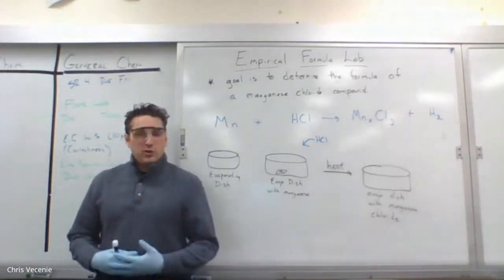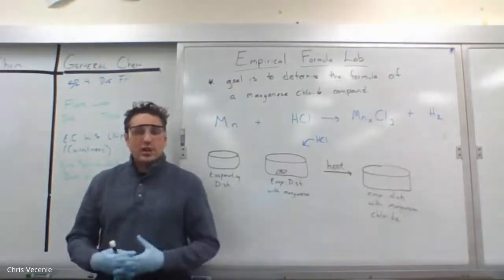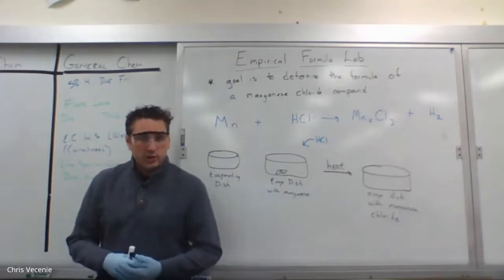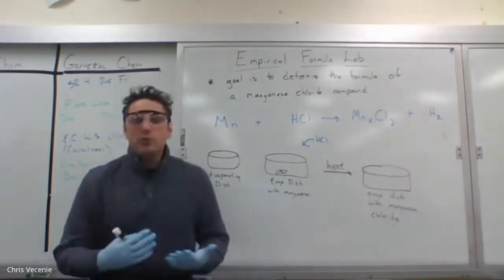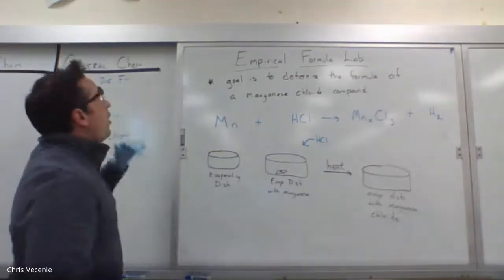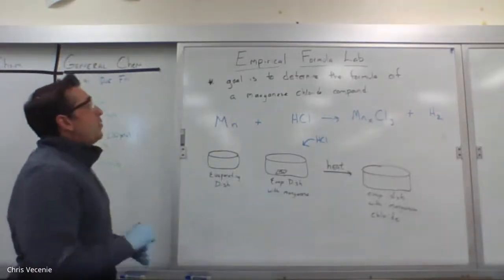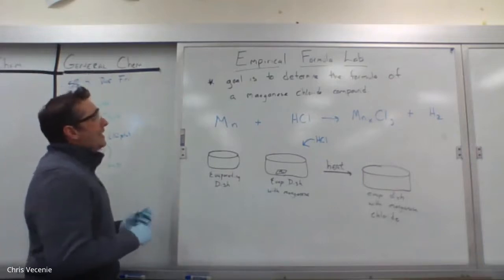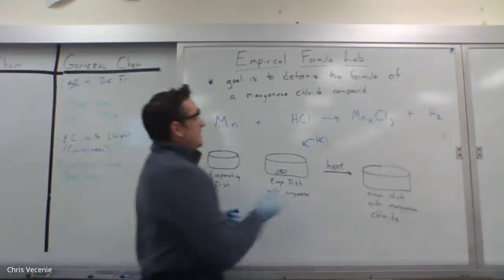So you guys know how to do the calculating to generate the answer, but that's with me giving you the data to get started. Today, the idea is, how would you generate your own data? All right, so if you take a look up here, the goal of this lab is we want to determine what the empirical formula is of a manganese chloride compound. And that's this guy right here.